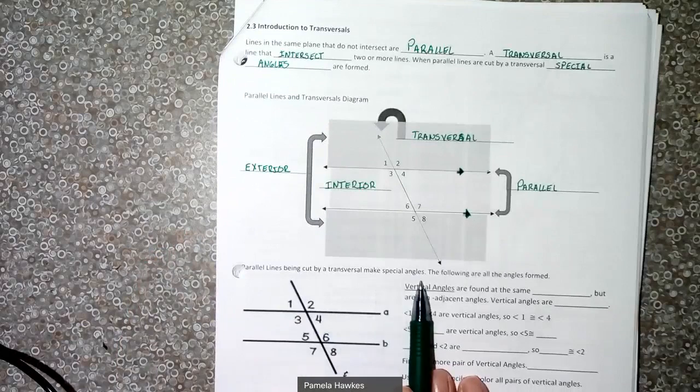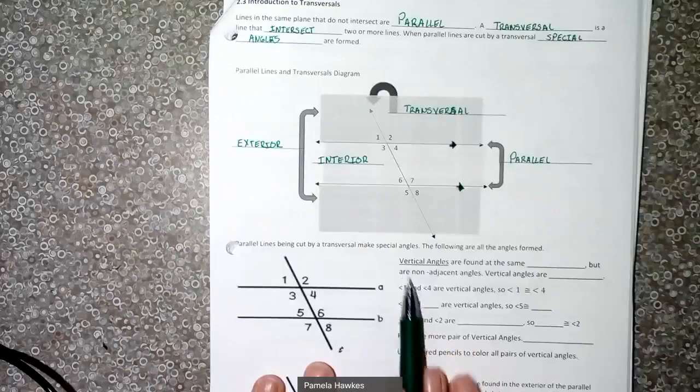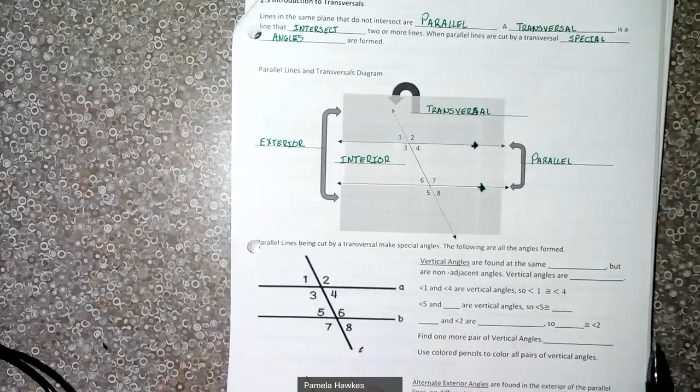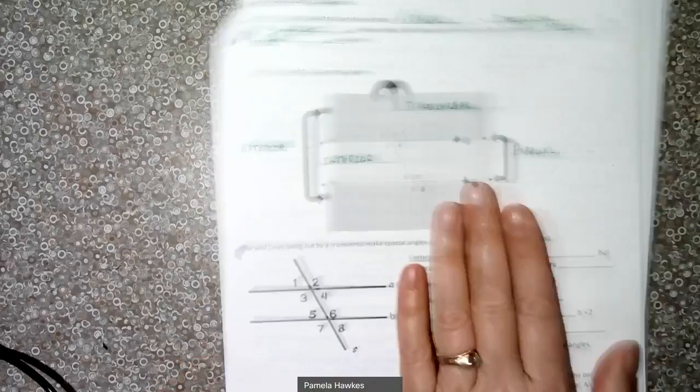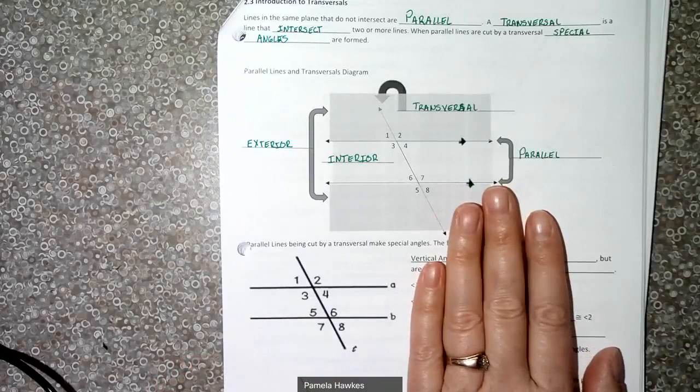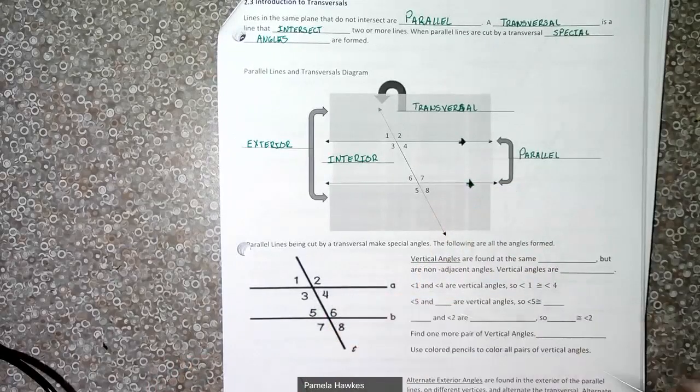Okay, parallel lines cut by a transversal make special angles. Here's the kinds of angles it makes. Vertical angles. We know vertical angles, right? Give me an example, Kate, of two vertical angles from this. Don't cheat and look. 1 and 4. 1 and 4 are vertical angles.